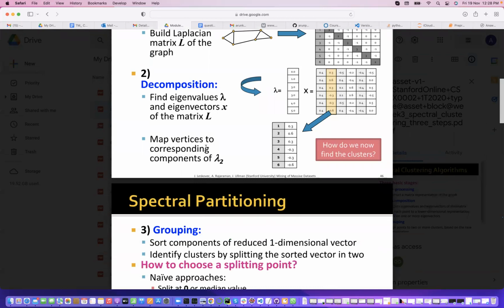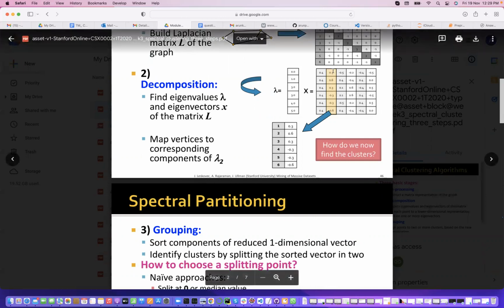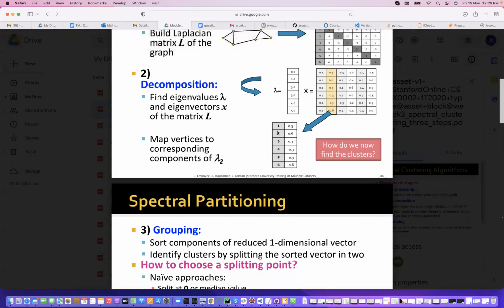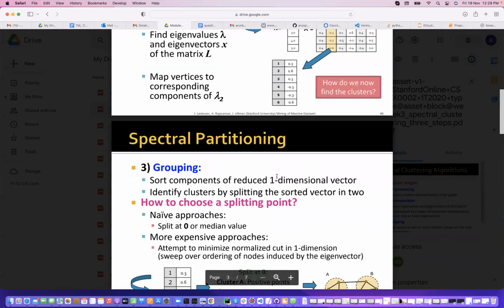Map vertices to corresponding components of lambda 2. So you take the second eigenvalue and eigenvector. So map vertices to corresponding components. The first node will now have a score of 0.3, the second will have 0.6, like that, you get the lambda 2. Then this is an important step.